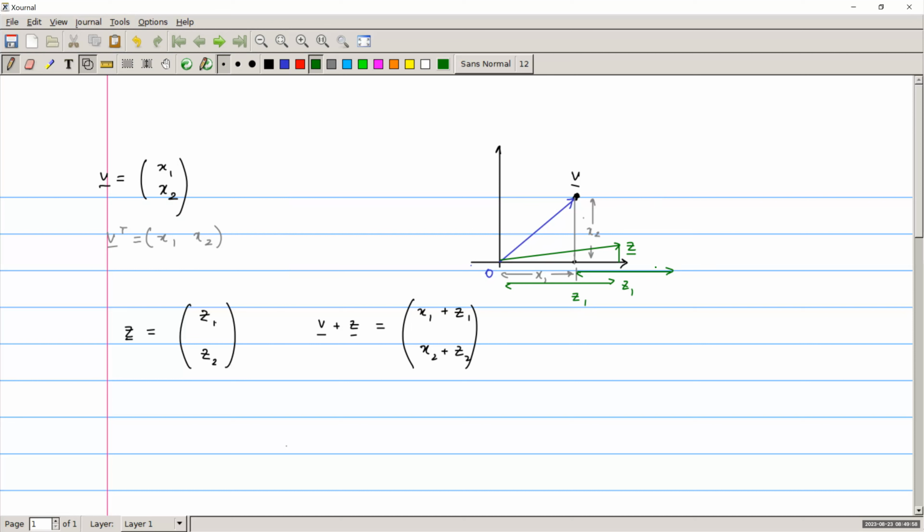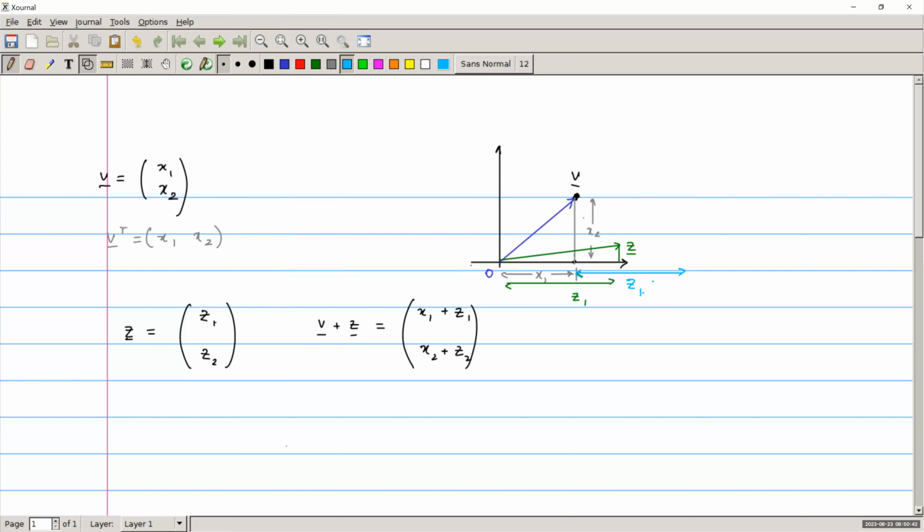When I'm looking at this sum, I want the x coordinate to be x1 plus z1. When I draw z like this, z1 is the distance from the origin to this point. What I really want to do is to move this distance here. How do I do that? I complete the parallelogram, so to speak. The moment I have two vectors in a plane, I can always complete the parallelogram.